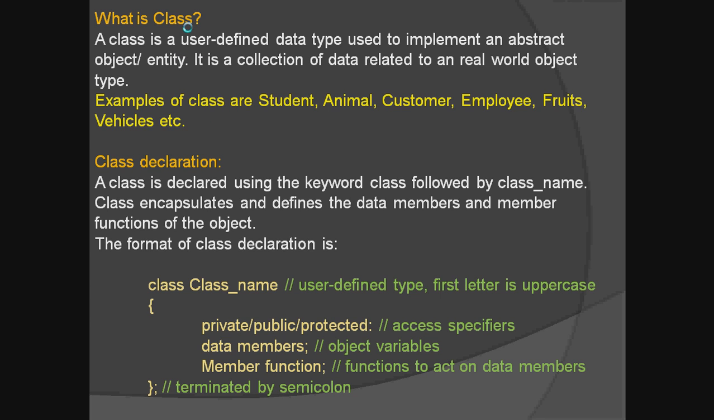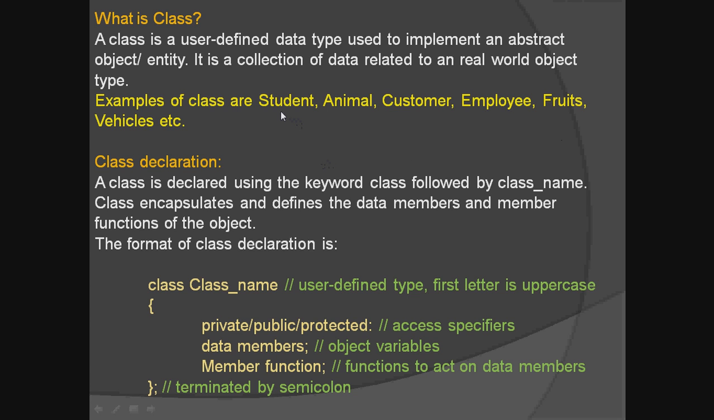So just remember that a class is a user-defined data type. It is also a data type, but it is user-defined, and it is used to implement or to create an abstract object, or an entity. That means a concept of the real world object. So it is a collection of data related to a real world object type, right? Examples of classes can be student, animal, customer, employee, fruits, vehicles, etc.